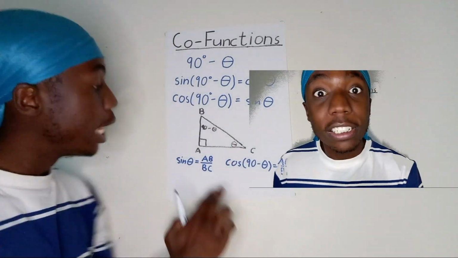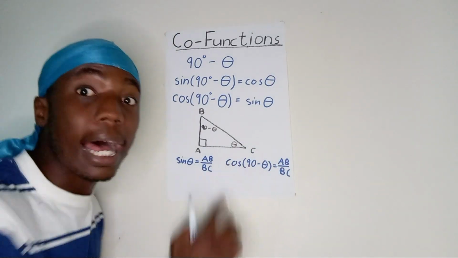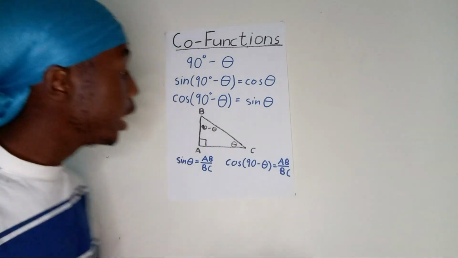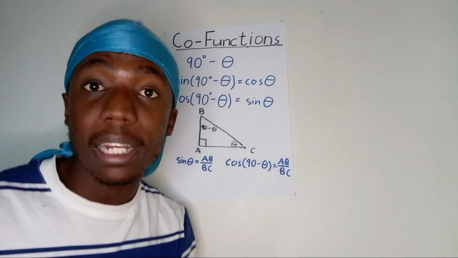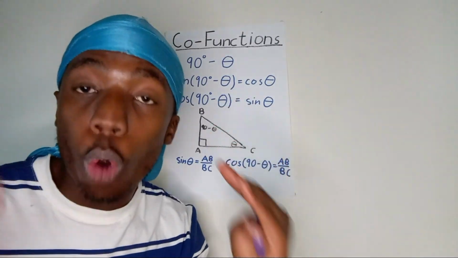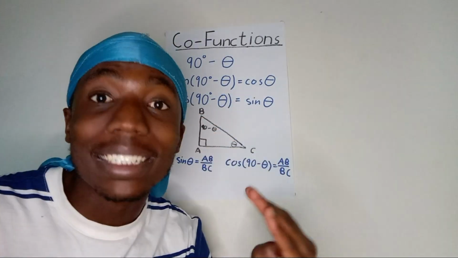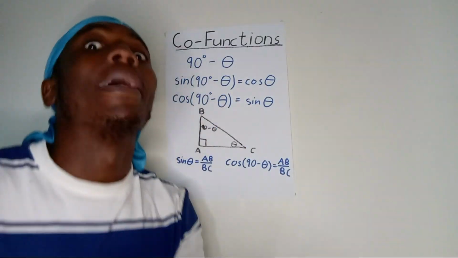Co-functions, guys. They don't look the same, but they are the same. That's the best way to put it. Remember what I said in the beginning. Sine and cos can coexist. They complement each other. They don't look the same, but they are the same.